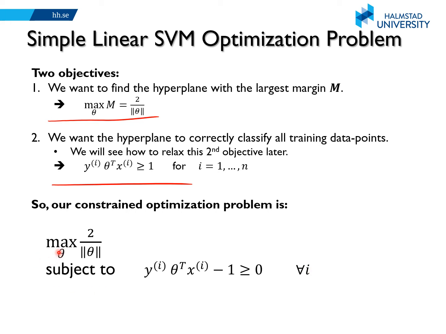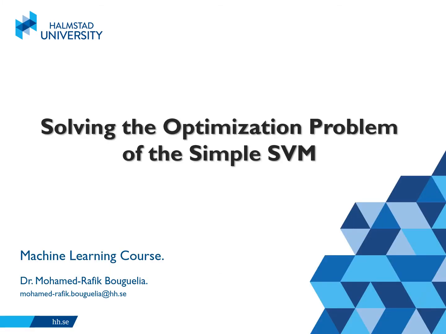We want to find the hyperplane, or the parameters vector theta that defines this hyperplane, such that the margin is maximized, right? But subject to some constraints. For each training data point i in our training dataset, we want it to be correctly classified. So this is a constrained optimization problem. Now let's see how to solve this constrained optimization problem for this simple version of SVM.